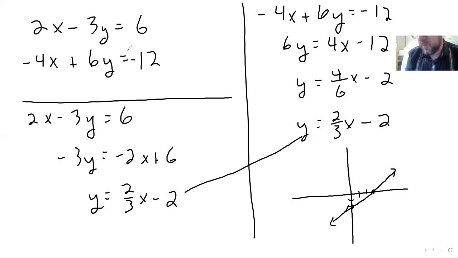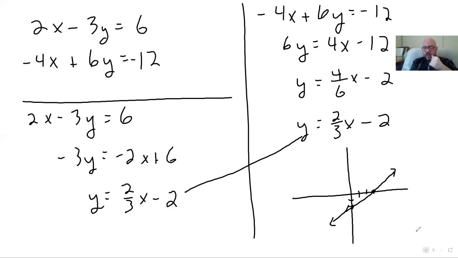If I graph the other one, it would clearly lay right on top of the first one because it's the same line. So we would say that this system of equations has an infinite number of solutions, right? Any point on this line is going to be a solution to both because they're the same line. So let's see what the third case looks like.